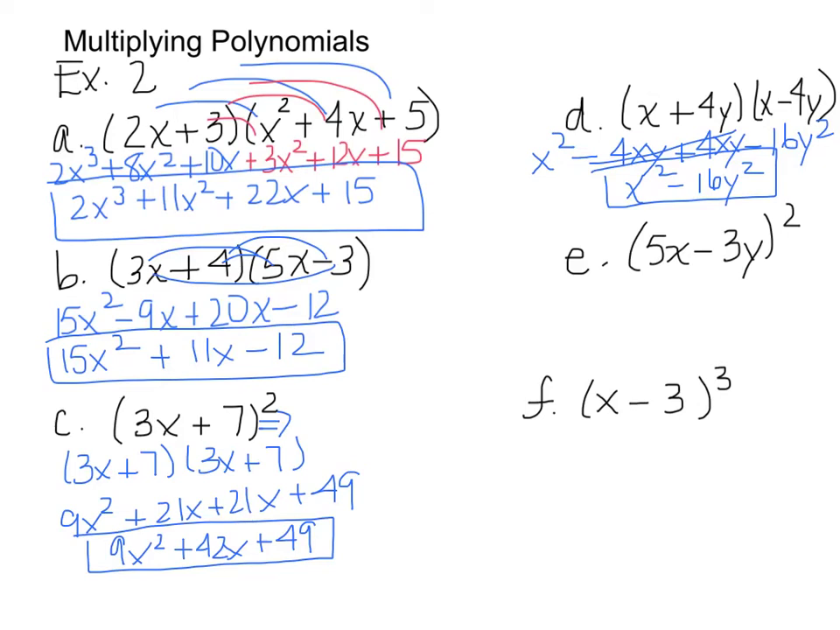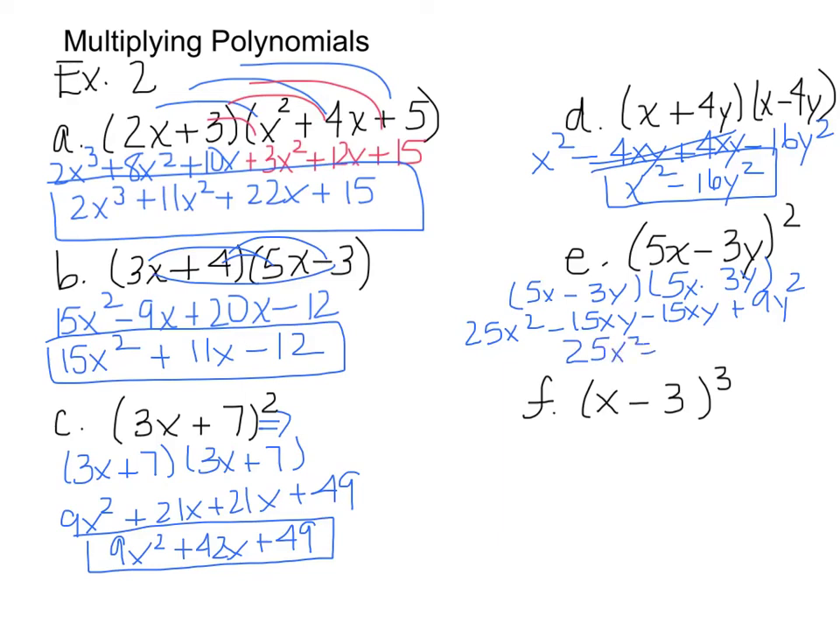And then this one is like example C. So if you're visual and you need to write it out twice so you can see it, you'll get 25x squared minus 15xy minus 15xy plus 9y squared. And then you combine the middle terms. And then you're done.